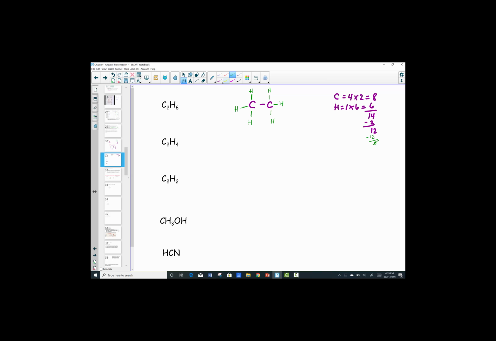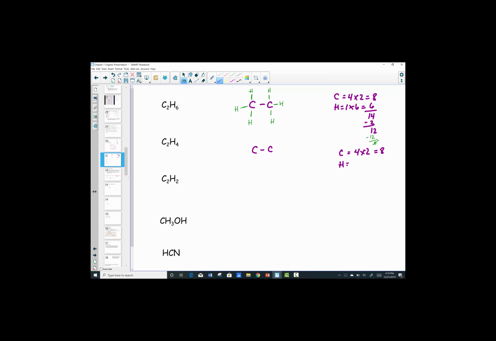What if we have 2 carbons and only 4 hydrogens? So we know the carbons will bond together. We have 8 electrons coming from the 2 carbons. Carbon lives in group 4. There's 2 of them, so I note that there's 8 electrons coming from carbon.